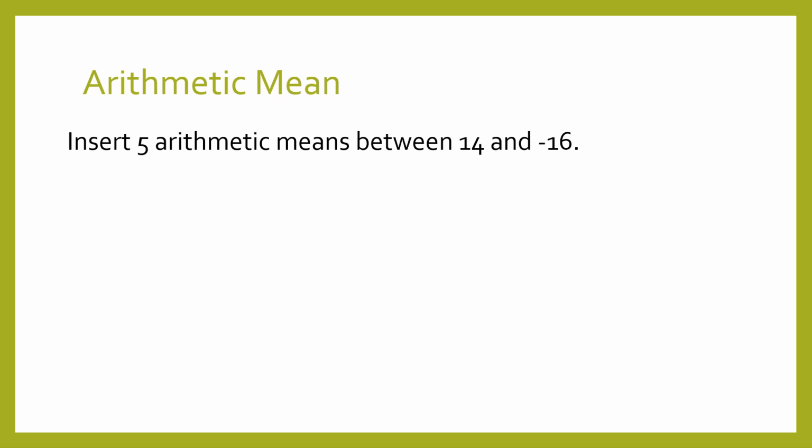So, if you're going to insert 5 arithmetic means between 14 and negative 16, then how many terms should you insert between these two extremes, 14 and negative 16? If you said 5, then you guessed it right. Now, how do we write this? So we have here 14, comma, blank, 1, 2, 3, 4, and 5. Then the last term should be negative 16. Now, how many terms in total? If you said 7, then you guessed it right.